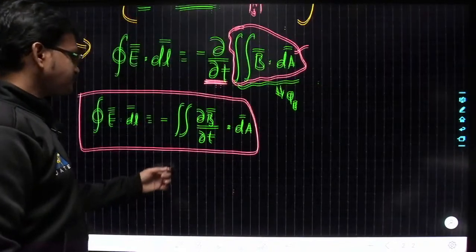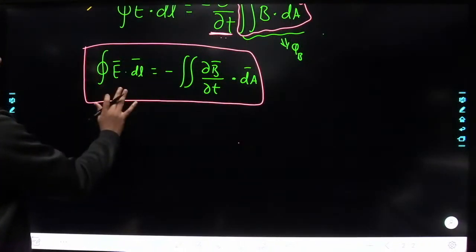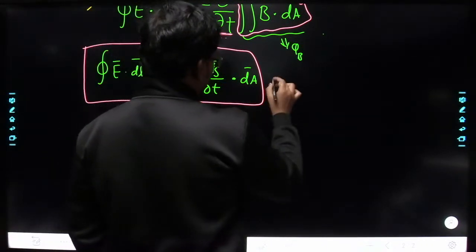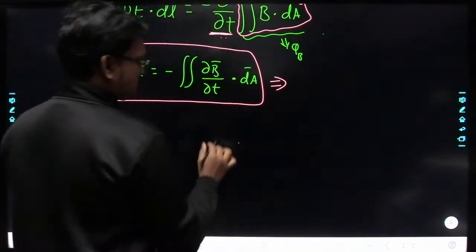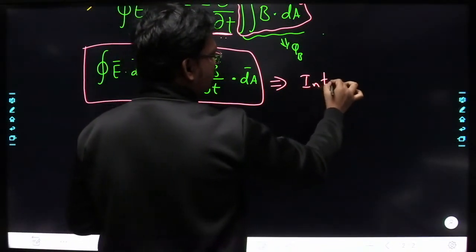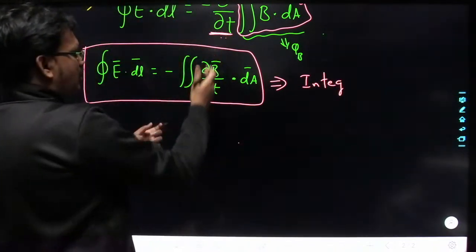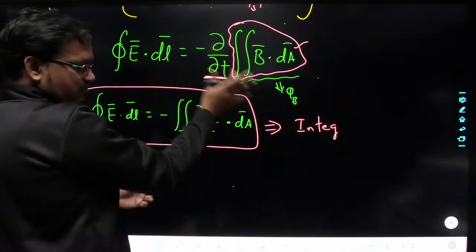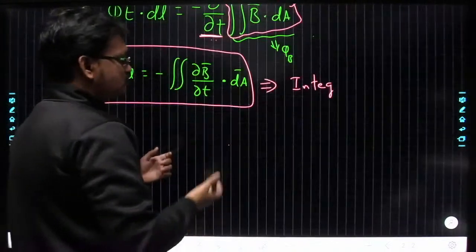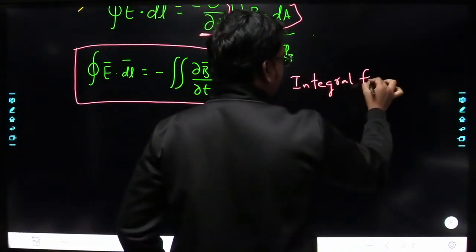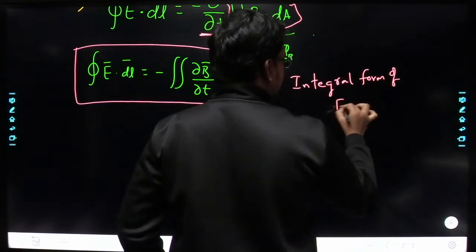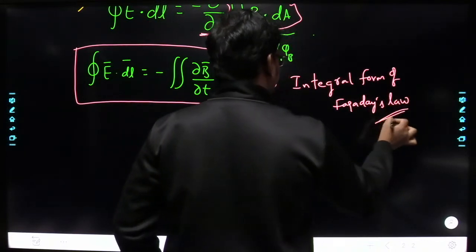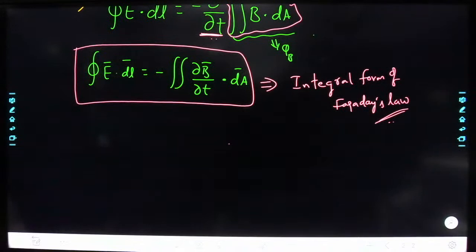So we landed up with the final mathematical form of Faraday's law. This mathematical form is in terms of integrals, so we call it the integral form. You can represent it in this manner or in this manner, it doesn't matter. Both are called the integral form of Faraday's law.